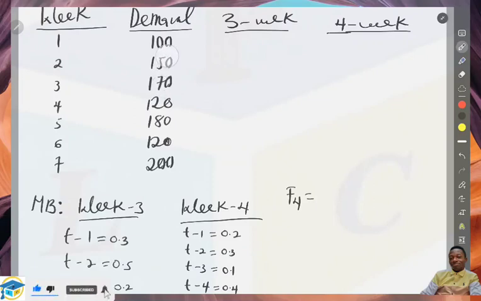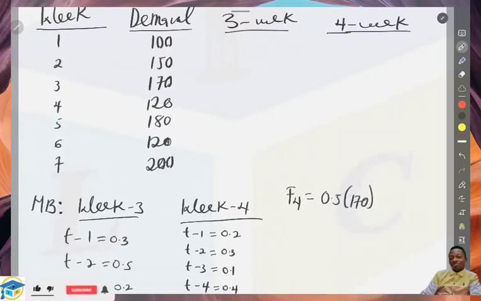And the most recent data for these 3 weeks is going to be 170. So we place the highest weight of 0.5 on 170, and it follows still till we are done with placing the weight. So we're going to have here 0.5 multiplying 170.